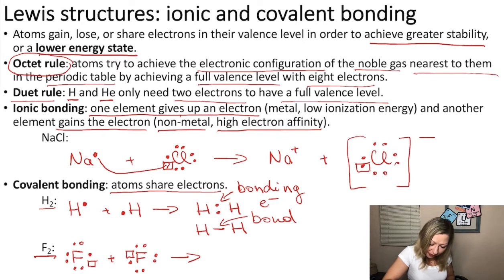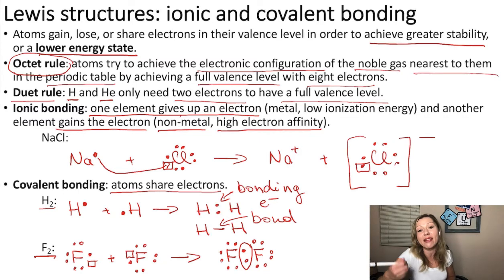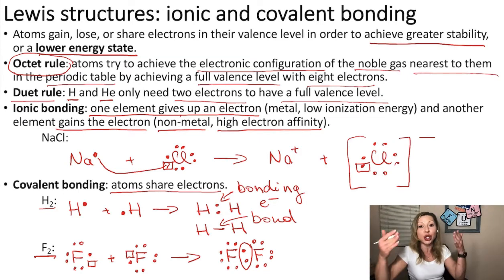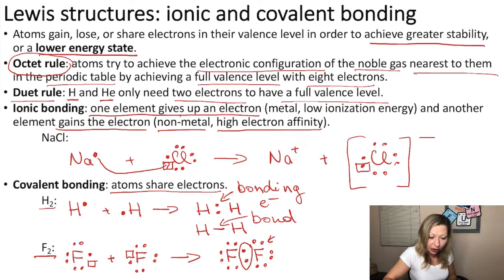So I'm going to have the first fluorine atom right here with 1, 2, 3, 4, 5, 6, 7 valence electrons, and the other one right next to it with 1, 2, 3, 4, 5, 6, 7 valence electrons. And then the electrons between the 2 fluorine atoms are going to be, again, the bonding electrons, and the electrons that are not in the bond, but simply in the fluorine atoms, they belong only to the atoms. Those are called lone electron pairs. So lone electrons or lone electron pairs.